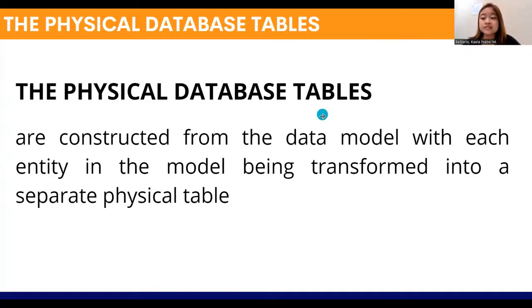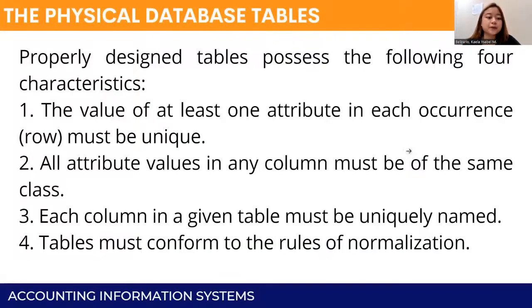So next topic is the physical database table, which are constructed from the data model with each entity in the model being transformed into a separate physical table. So there are properly designed tables that possess four characteristics. First is that the value of at least one attribute in each occurrence or row must be unique. So this is actually the primary key. The values of other non-key attributes in the row need not be unique.